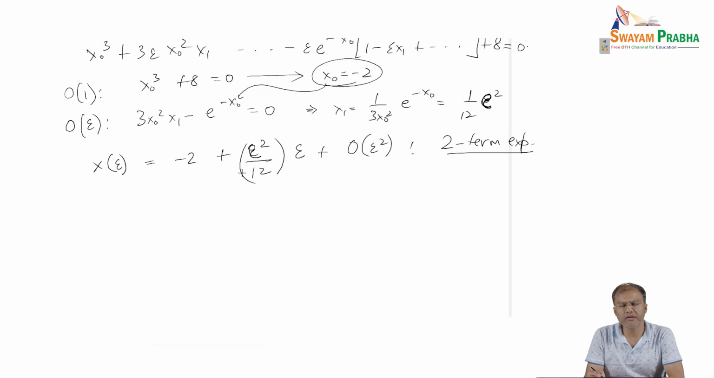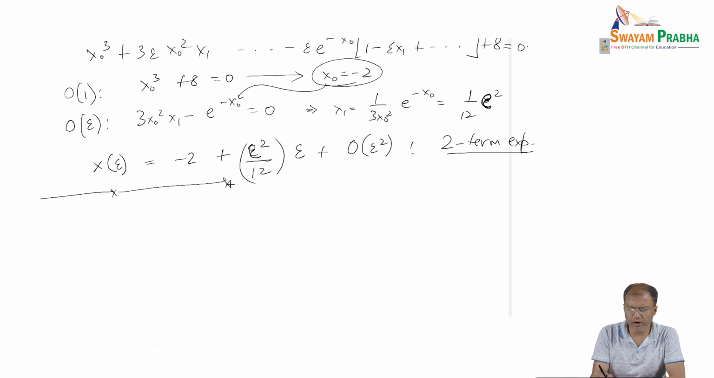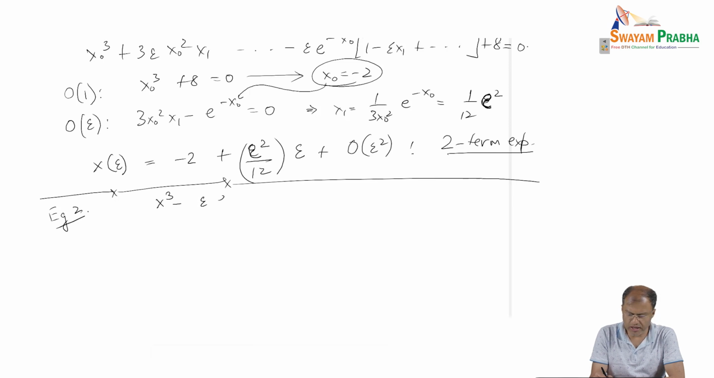Now can we extend our luck? That is, can we continue to solve these problems using the regular power series? Let us look at one more example. I am not going to change the example by much. The next example that we have is x cube minus epsilon e to the power minus x equals 0. And the problem says we need to find the two-term approximation to this problem.